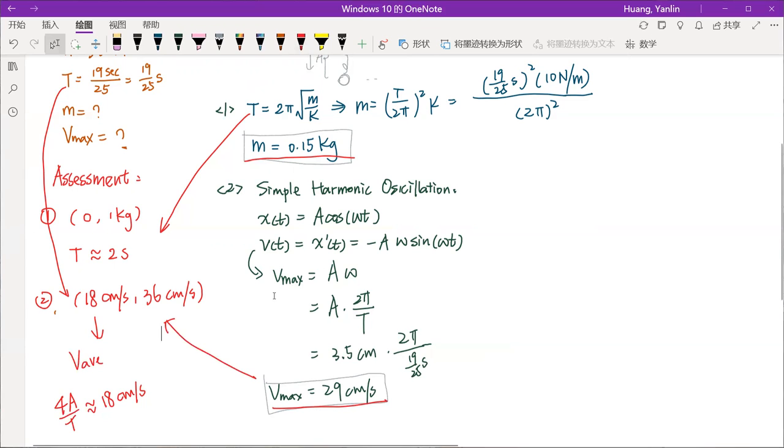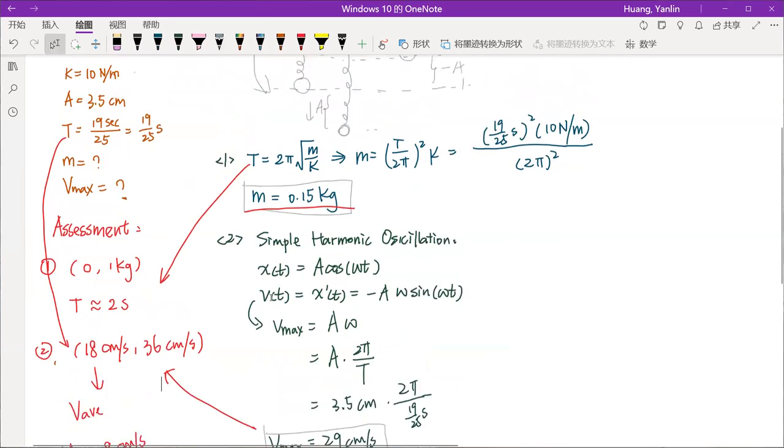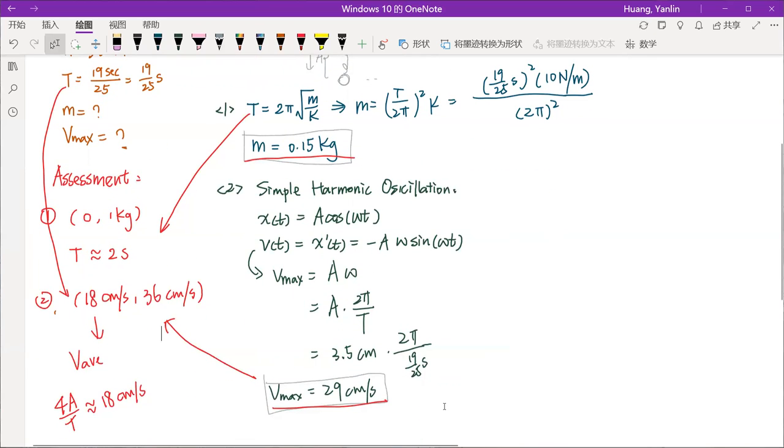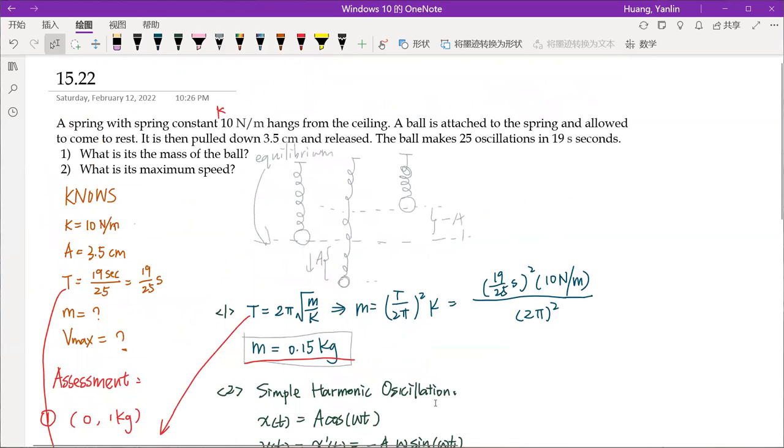So in conclusion, I think these two answers are reasonable, and here it is.